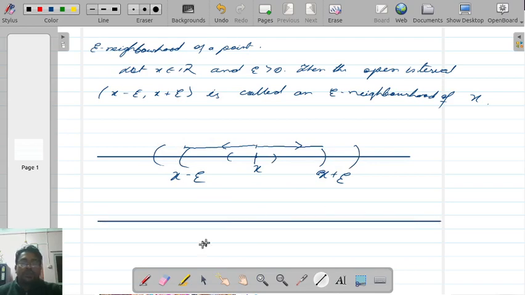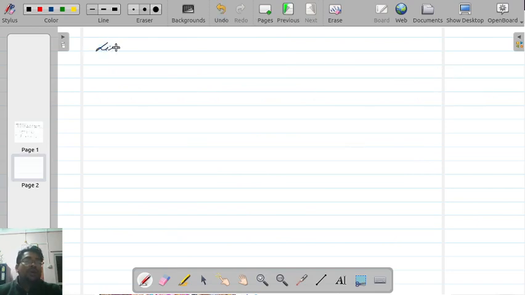For example, I can take the point 1 and take epsilon equal to 2, then 1 minus 2 is minus 1 and 1 plus 2 is 3. So the interval (-1, 3) is the epsilon neighborhood of 1, where epsilon is taken as 2. If I take epsilon equal to 0.5, you will have 0.5 and 1.5 somewhere here. That is also an epsilon neighborhood of a point. With this concept we can define something called a limit point of a set.